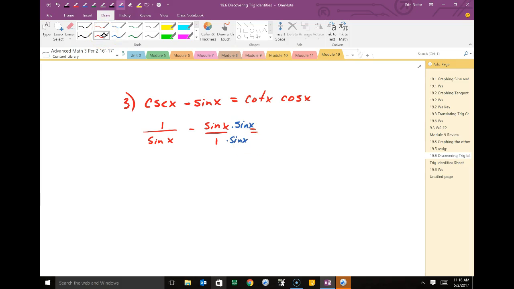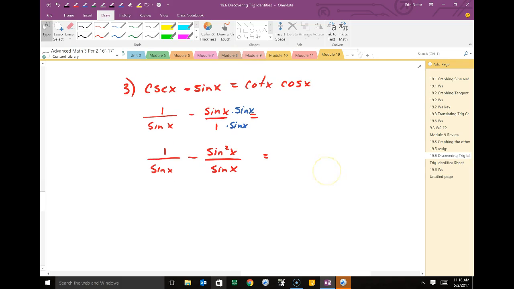I'm going to play this out in two steps just to be incredibly clear. It's up to you if you want to do the second step. On my second fraction, I have sine times sine. What does my top become? Sine squared. So I have sine squared over sine. Now that I have a common denominator, what do I do? Subtract the tops together. So on the top I now have 1 minus sine squared over my common denominator.